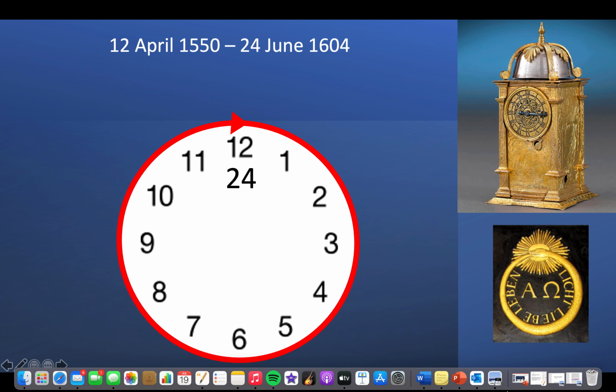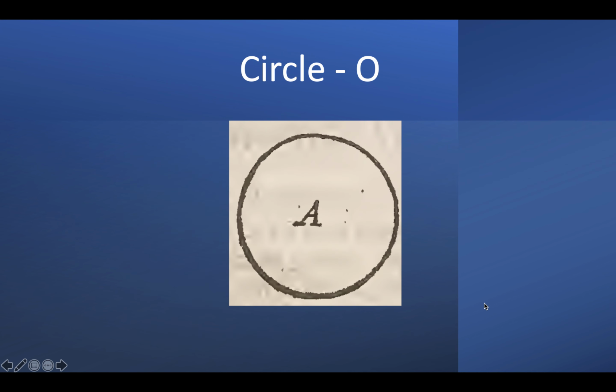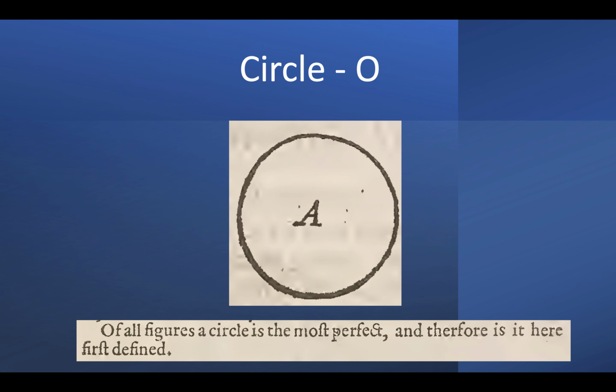It's an infinite line. Well, circles are quite important, and they're particularly important in the elements because it's the first figure that is defined. Of all the figures, a circle is the most perfect, and therefore it is here first defined. So just clock this idea of perfection and perfect. That's going to be really important going forward.